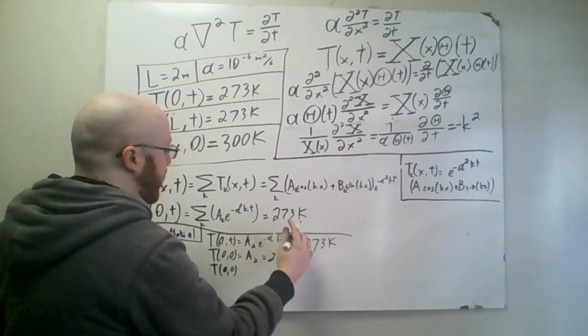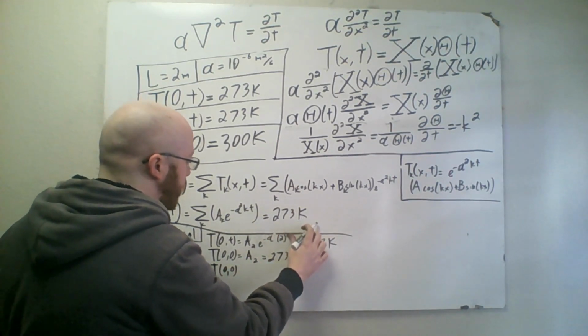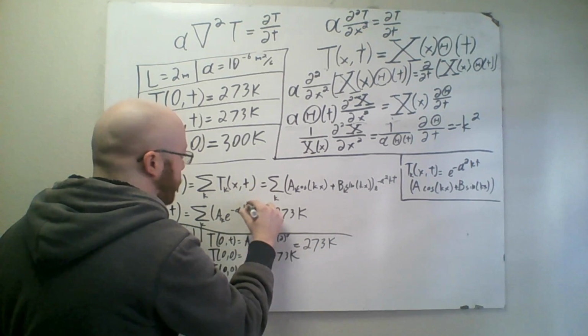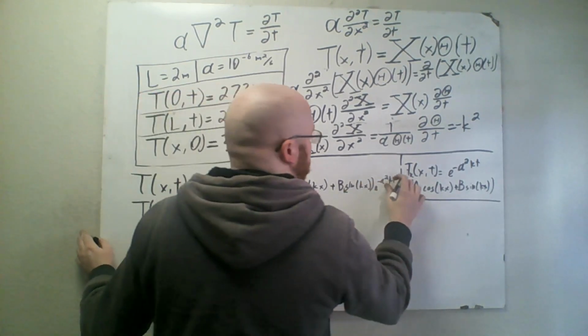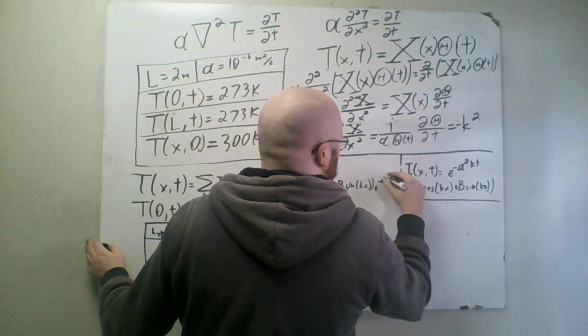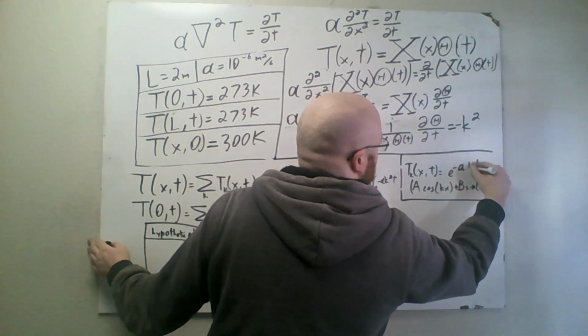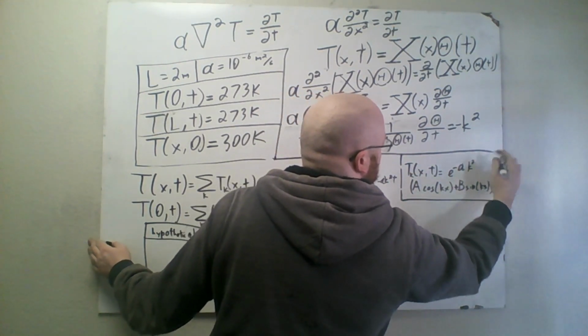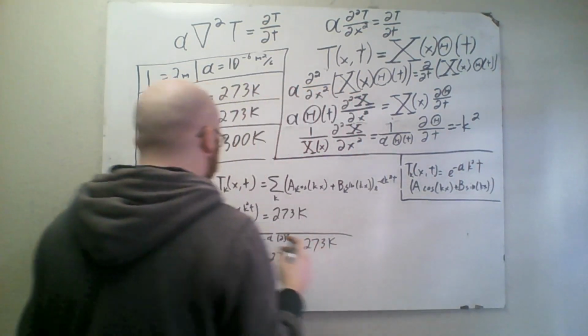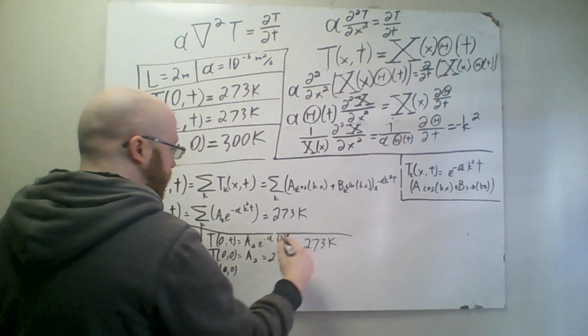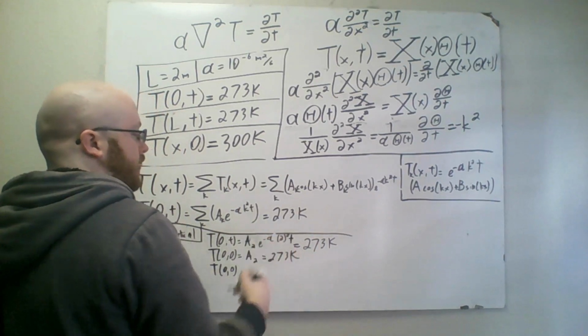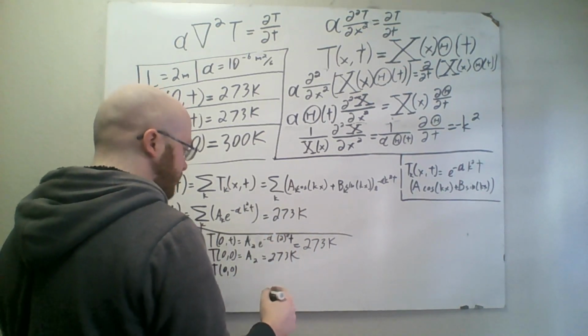I'm sorry, this shouldn't be a squared. This should be k squared. I don't know, how long have I made that mistake? That's gross. Real sorry about that one. Anyway, so this is e to the negative alpha k squared t, right?